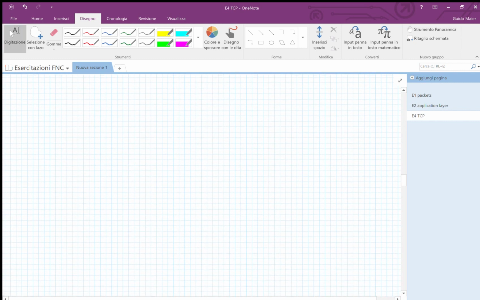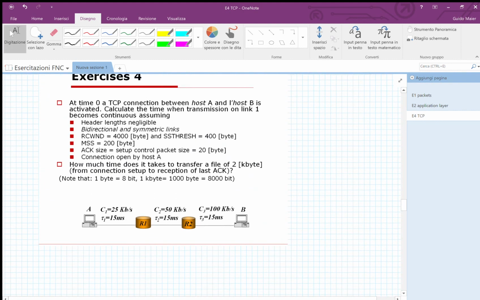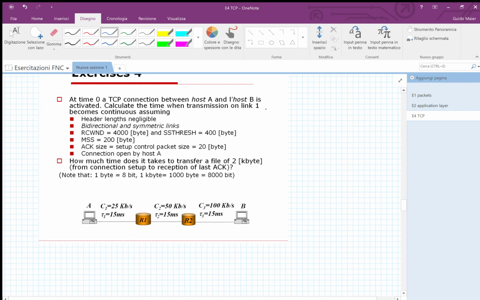Let me skip exercise number 3 and go to exercise number 4. So here we have at time 0 a TCP connection between host A and host B is activated. We have to compute the time when the transmission on link 1 becomes continuous. Okay, this is the first question. Second question, how much time does it take to transfer a file of 2 kilobytes from the connection setup to the reception of the last ACK?